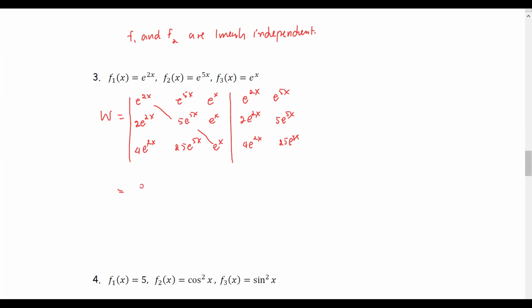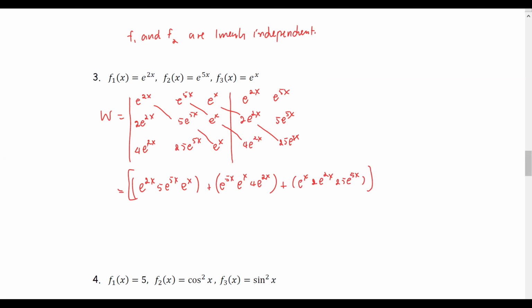The first one would be e to the 2x multiplied by 5 e to the 5x multiplied by e to the x, and then added by another set, which is e to the 5x times e to the x times 4 e to the 2x. Another set, e to the x, 2 e to the 2x, 25 e to the 5x.